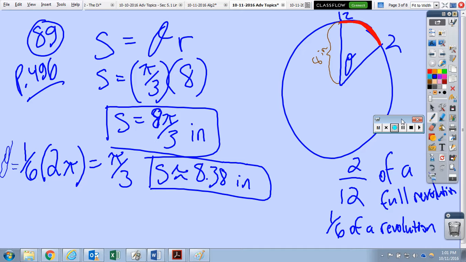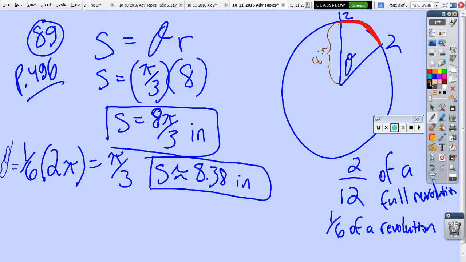I'm finding arc length, what's here in red. This is arc length in terms of the central angle measure and the radius. I'm given this. This is R. This 8 inches, that's R. I don't know theta off the top of my head, but I can easily figure it out, the fact that I'm going from 12 to 2. And I want to find this.